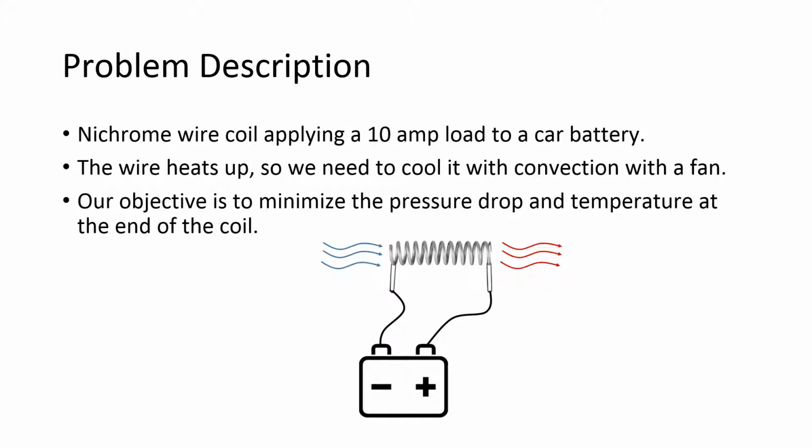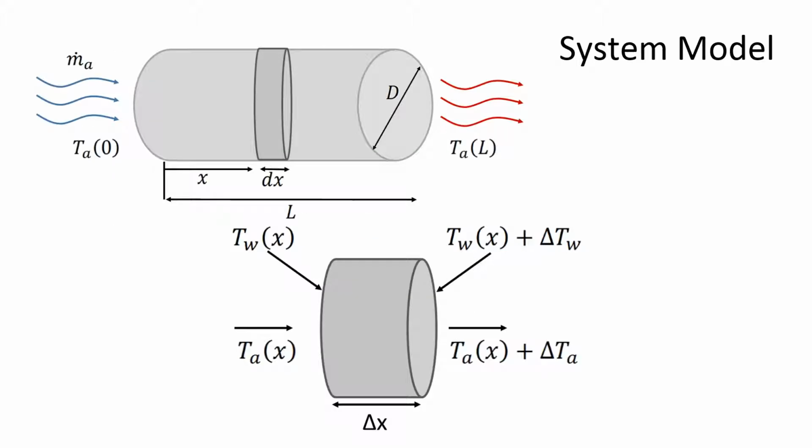We decided to do a multi-objective optimization problem. Our objectives are to minimize the pressure drop through the coil and to also minimize the temperature at the end of the coil. We decided it would be best to model our wire coil as a hollow cylinder. It was also necessary to use a differential element so we could calculate the temperature change throughout the coil.